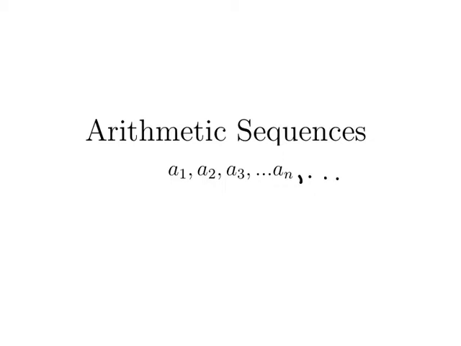The common difference is that if you take two numbers that are next to each other, and you take their difference, you will get some number d, and this d is the same for any difference. That means an arithmetic sequence can look something like 5, 7, 9, 11, 13, and so on, where the difference between each of these is 2.